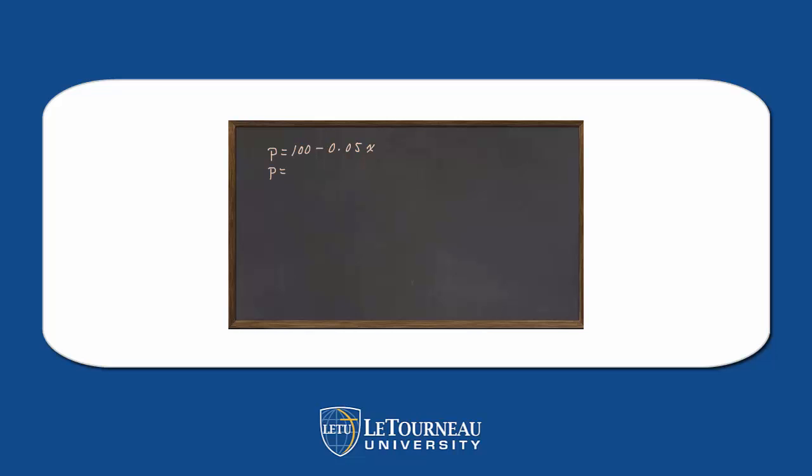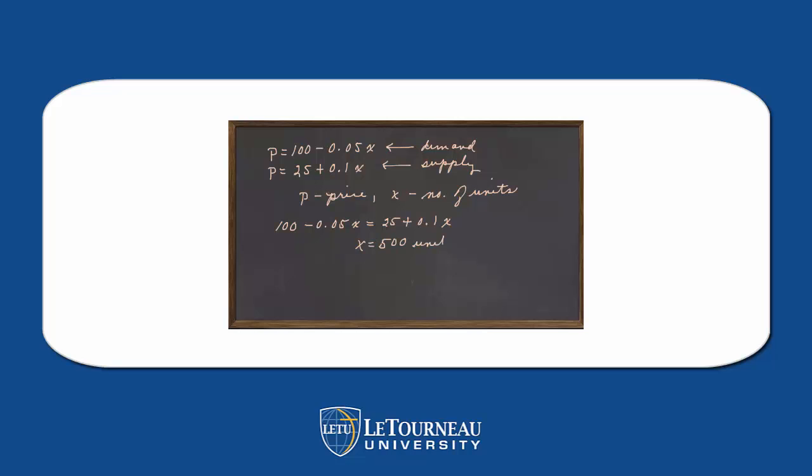100 minus 0.05x is demand. 25 plus 0.1x is supply. And then what we're going to do is determine that P is price, x is the number of units, and we're just going to set one equation equal to the other equation. And we'll do a little algebra here. We end up with x is 500 units. That's how many will make equilibrium at a price.